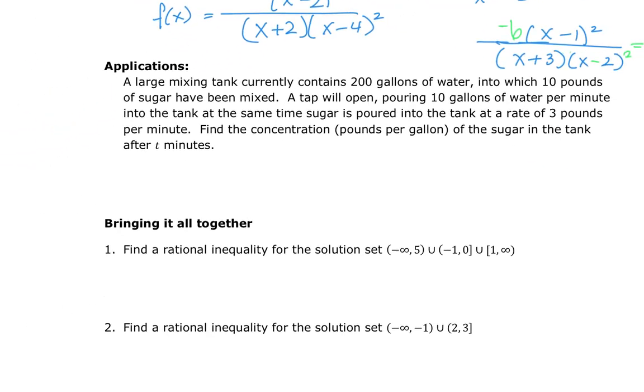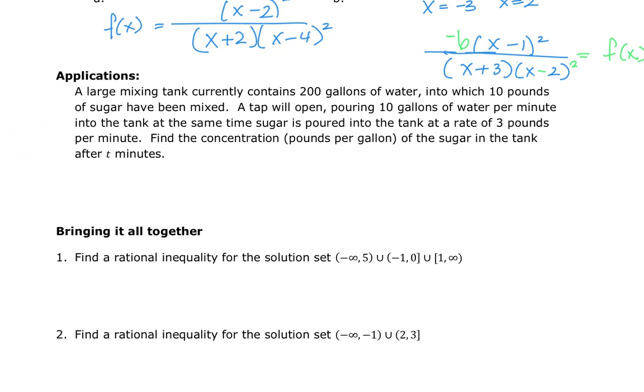All right, here is an example. A large mixing tank contains 200 gallons of water in which 10 pounds of sugar have been mixed. A tap will open, pouring 10 gallons of water per minute into the tank. At the same time, sugar is poured out of the tank at a rate of 3 pounds per minute. Find the concentration in pounds per gallon of the sugar in the tank after t minutes.